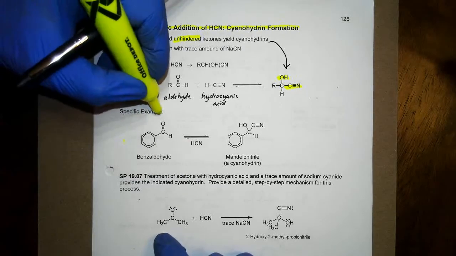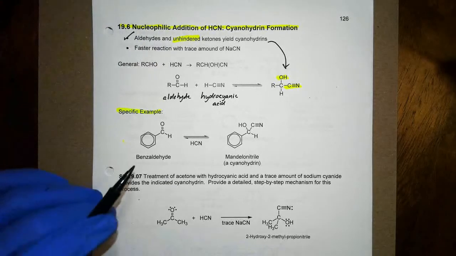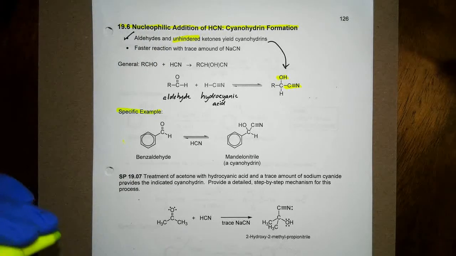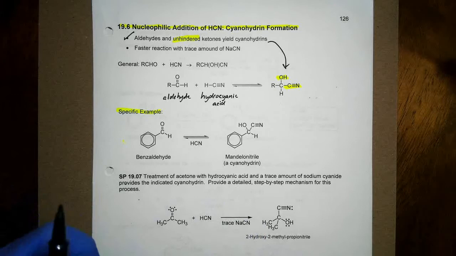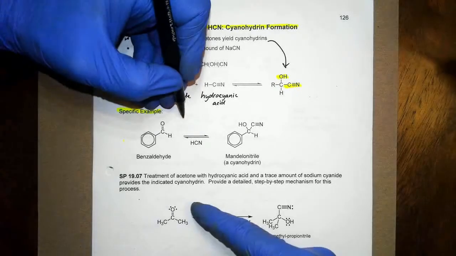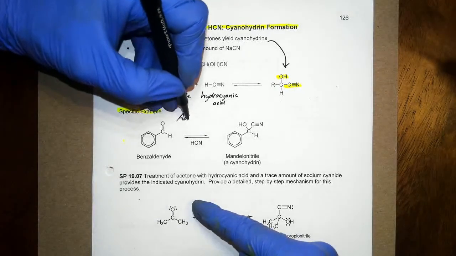So here's a specific example, okay, where we're going to take a benzaldehyde. And look what happens. Okay, we end up with this cyanohydrin. So this is an example of an addition reaction. You're going to add these together.